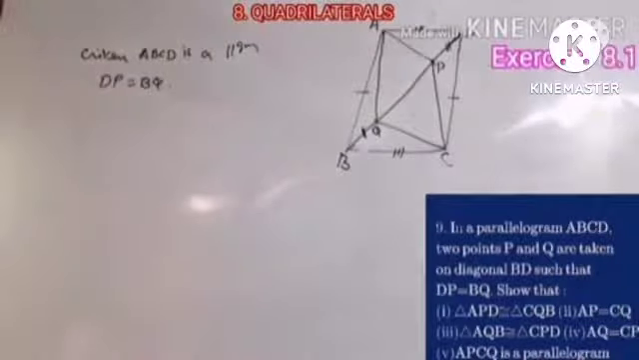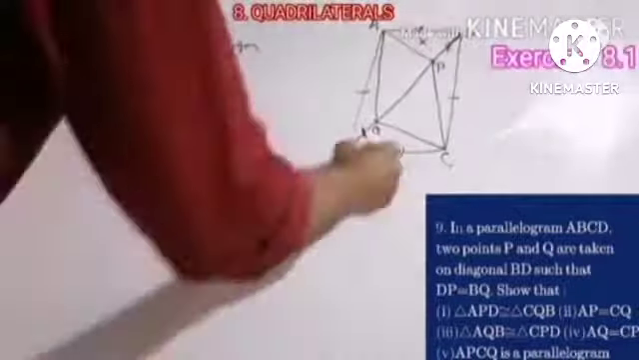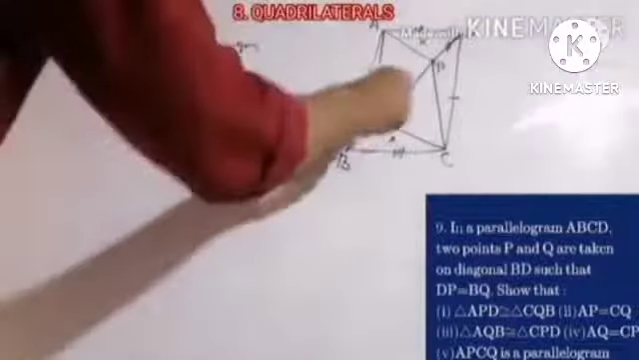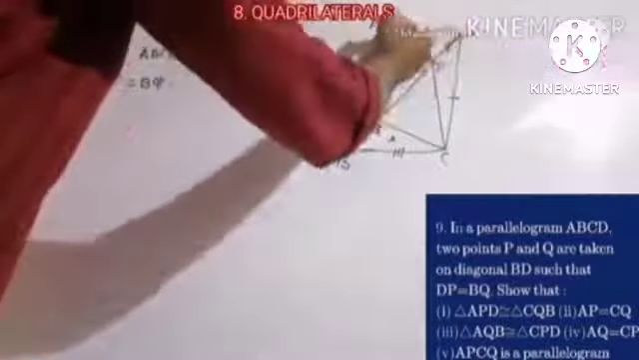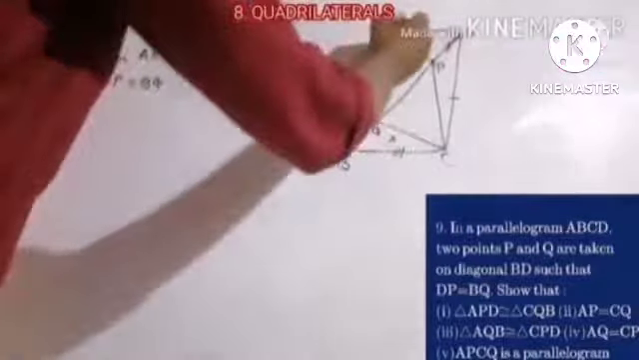First, we have to prove triangle APD congruent triangle CQB. Which is triangle APD? This is triangle APD, the small triangle. This is triangle CQB. Consider these two smaller triangles. In these triangles, given DP and BQ are equal. That is given. DP equal to BQ and DA equal to BC. DA, BC are opposite sides of parallelogram ABCD, so they are equal.